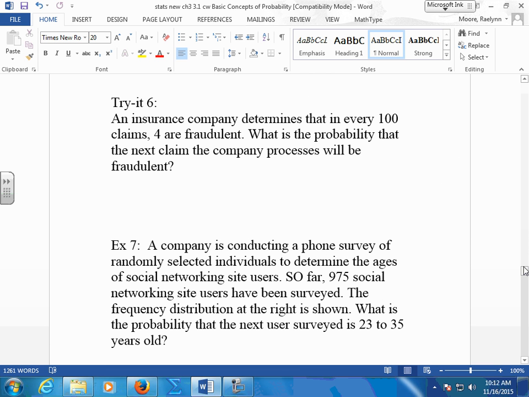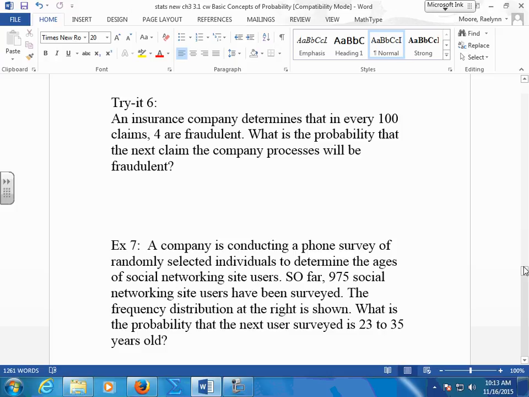An insurance company determines that in every 100 claims, 4 are fraudulent. What is the probability that the next claim the company processes will be fraudulent? 4 out of 100. What is the probability that the next claim the company processes will not be fraudulent? 96 out of 100. What case is that, when we use what's left? What's that called? Complement. That's your complement case.